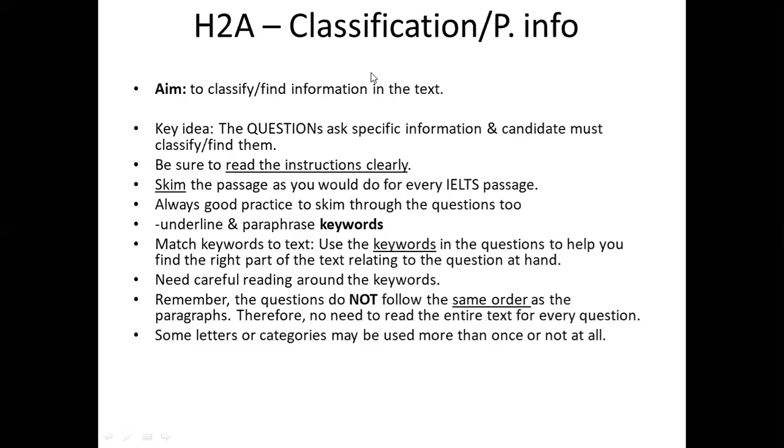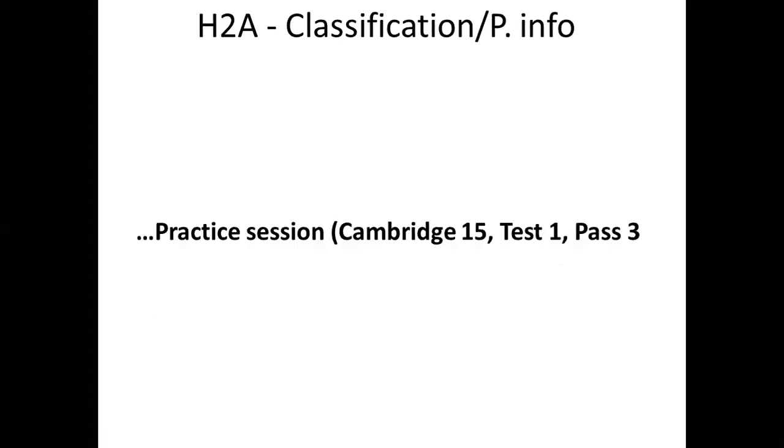Definitely, the questions are not in order. So you can find the answer to question one in paragraph 5 and the answer to question 2 in paragraph 1. So you don't need to read the entire text for every question. You just need to find the keywords and match them to where you have them. Some letters or categories, like I said, can be used more than once or not at all. Okay? That's quite instructive. So I'm going to go on to Cambridge IELTS 15 Test 1, applying these tips.